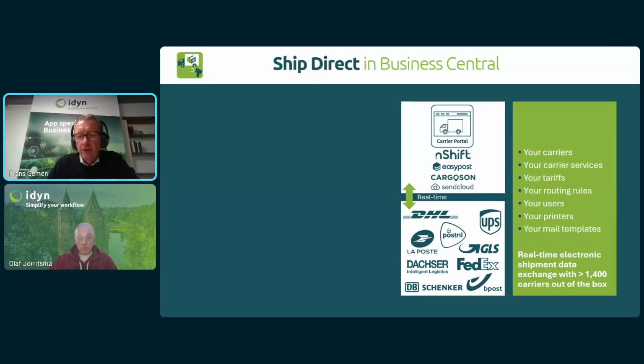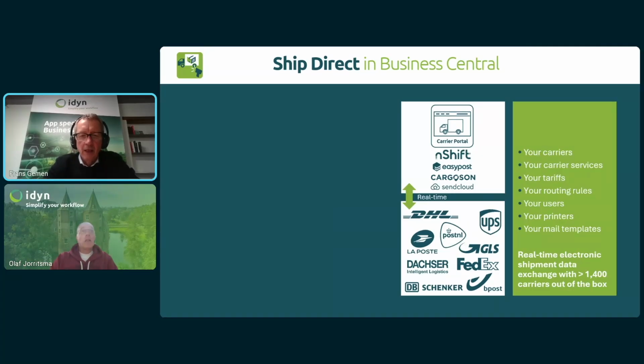Tariffs can be uploaded. All kinds of routing rules can be uploaded. For example, this service is only related to the Netherlands. It's a domestic service, or this is an export service, transport service to the UK. Whatever, that can all be addressed as well. Users can be added, printers can be added, and mail templates. Mails are often used to send track and trace related information automatically after booking of the transport in Business Central to the customer.